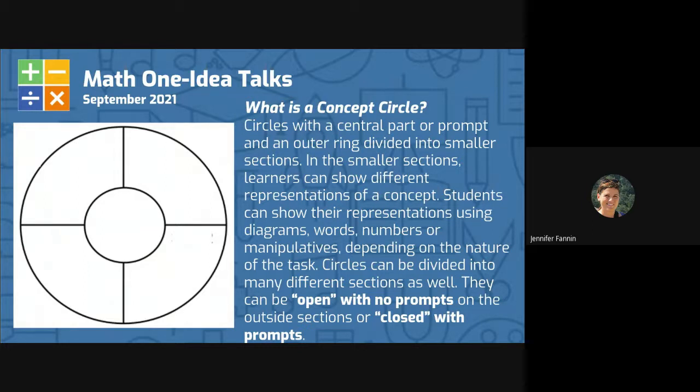Circles can be divided into many different sections as well, so you're not forced to just use the 4 sections that I have on the screen. You could have 6, you could have 3. They could be open, meaning that there are no prompts on the outside sections, or closed, meaning that they do have prompts.